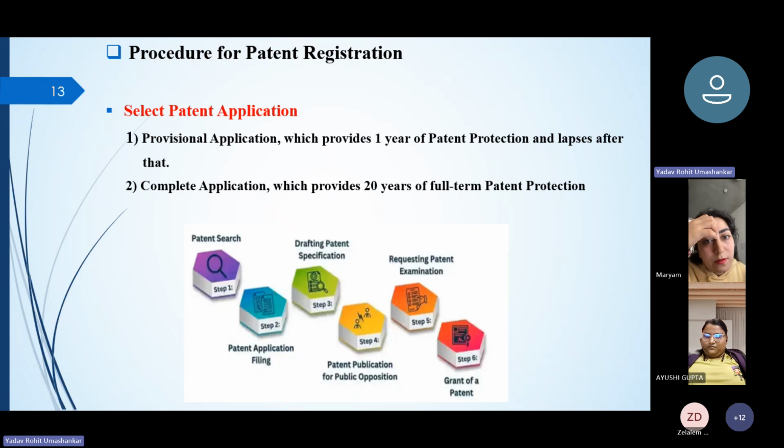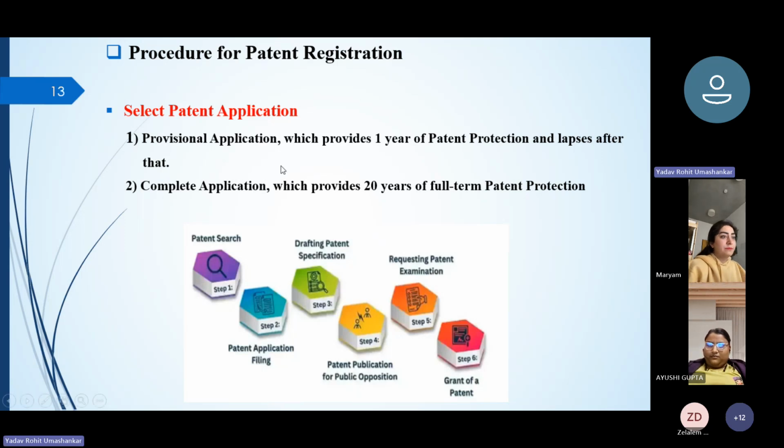If you are in some confusion regarding that, then you can file a provisional application, in which you will be given 1 year from the filing of the application. In that 1 year, you can see if your patent has some market value, or whether it can be sustained in the market or not.